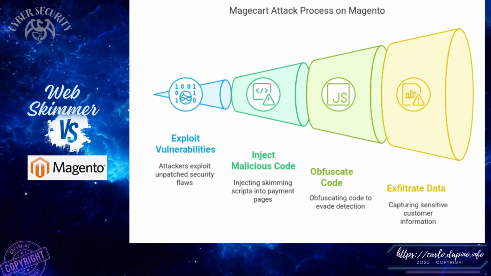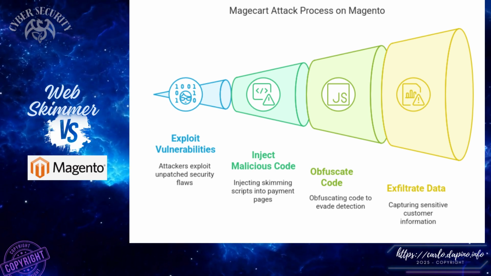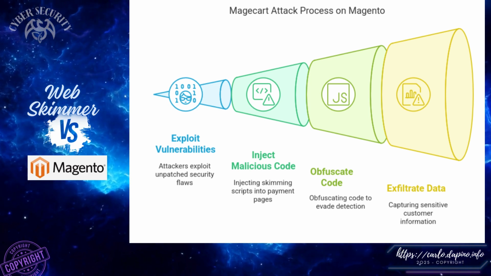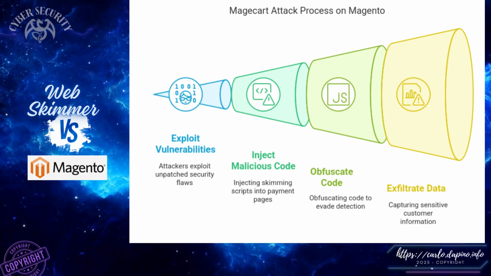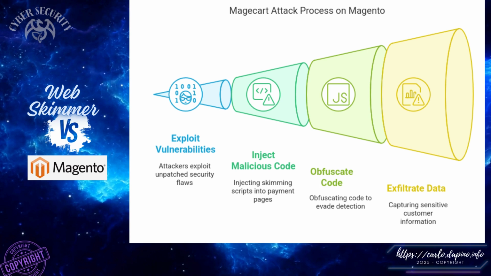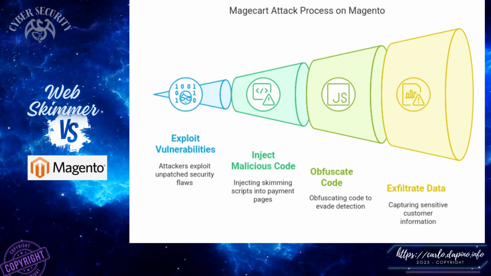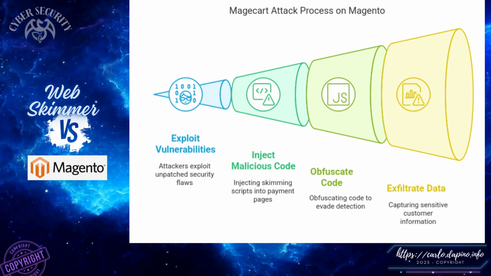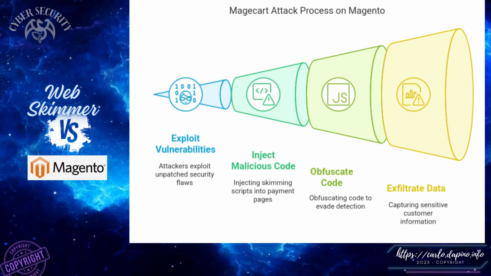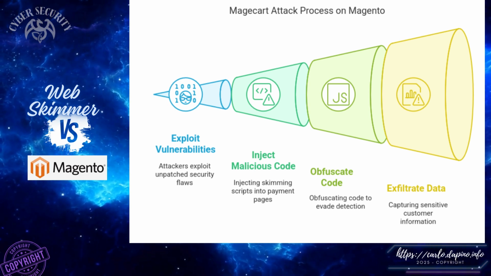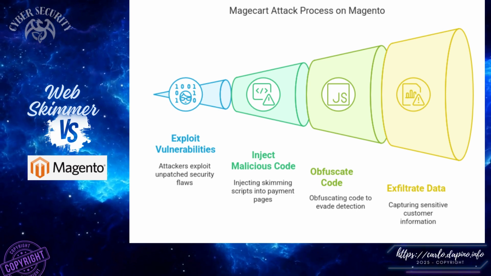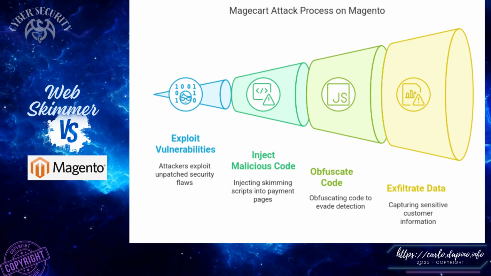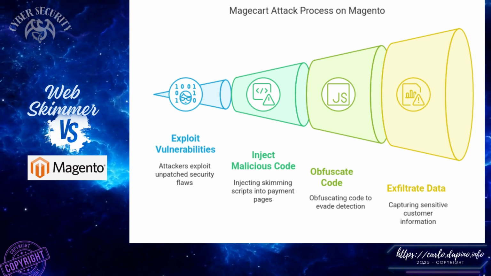Step 3: Obfuscate code. To avoid detection, Magecart groups obfuscate their malicious scripts, making them look like legitimate pieces of code. Some attackers embed their skimming scripts within third-party services used by Magento stores, ensuring they persist even if individual websites update their security settings. This technique allows skimmers to remain undetected for months, continuing to harvest data from thousands of transactions.